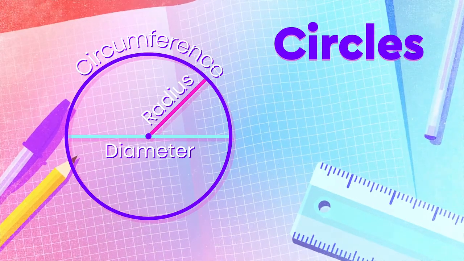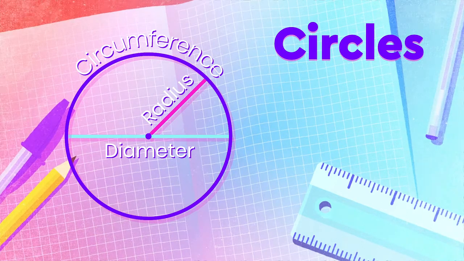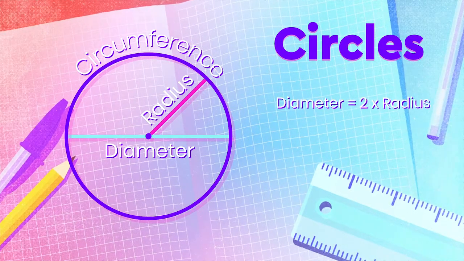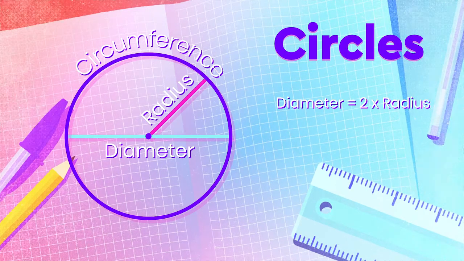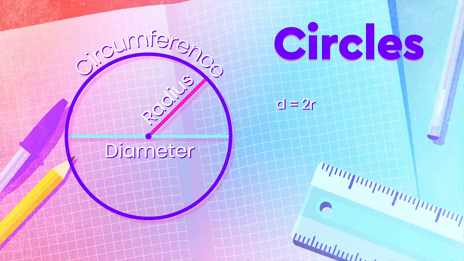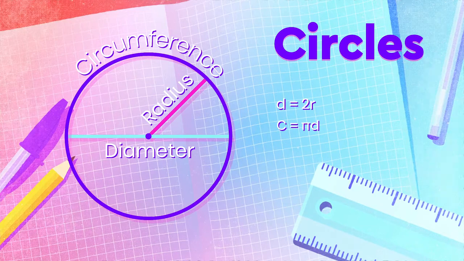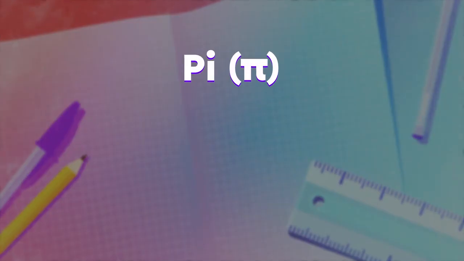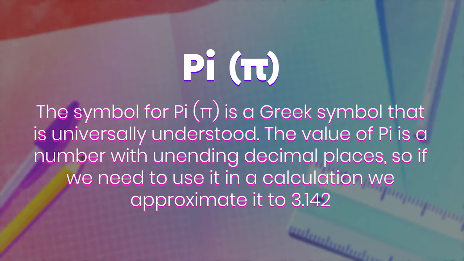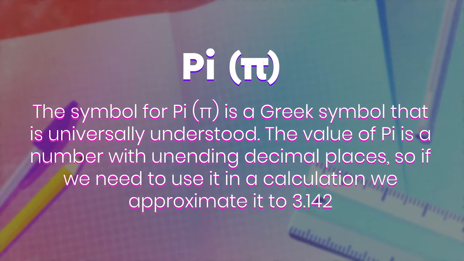The two most important equations for this lesson are the diameter is equal to 2 times the radius, or simply d = 2r, and the circumference is equal to pi times the diameter, or c = πd. The second of these equations states that the circumference, or the perimeter of a circle, is the diameter times a constant called pi. The symbol used for pi is a Greek symbol and is universally understood when it's used.